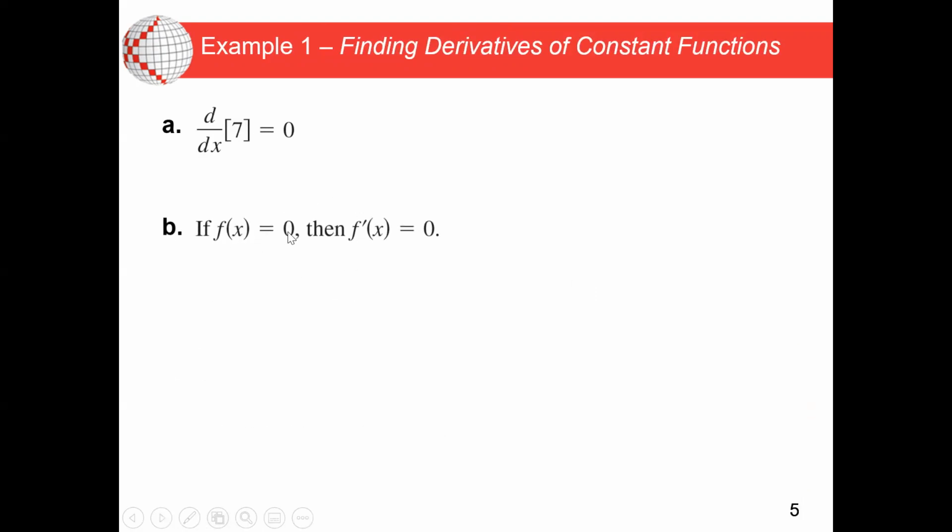If f(x) equals 0, then the derivative of f(x) is also 0. And if y equals 2, again, 2 is a constant value. So the derivative of y, which is dy/dx, is also 0. Now, if g(t) equals -3/2, again, -3 divided by 2 is a constant value.